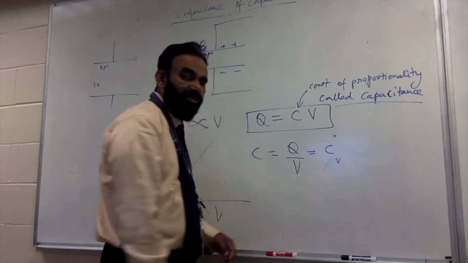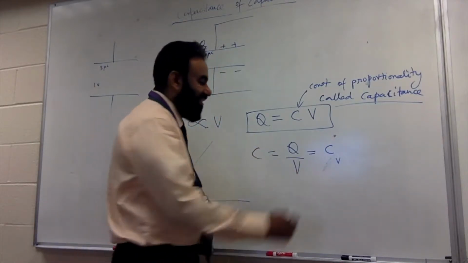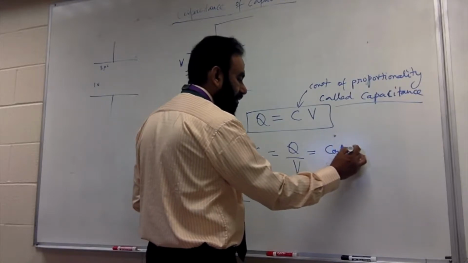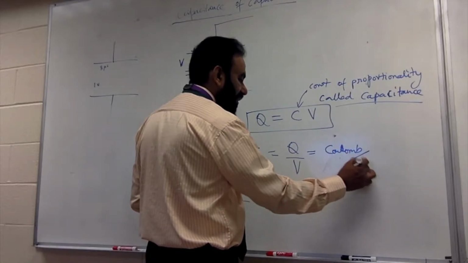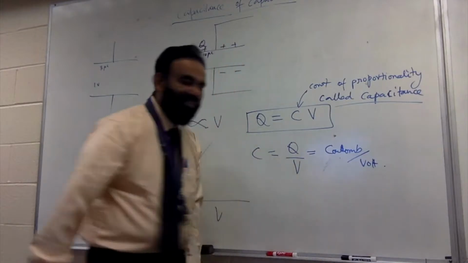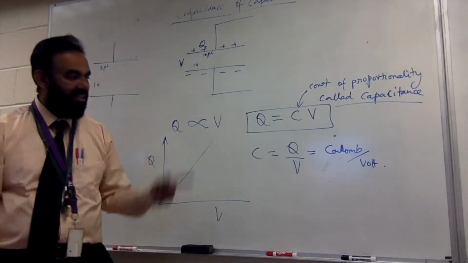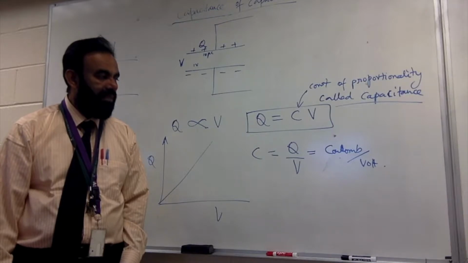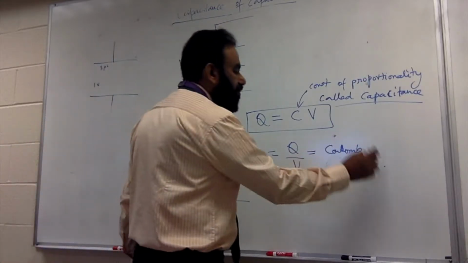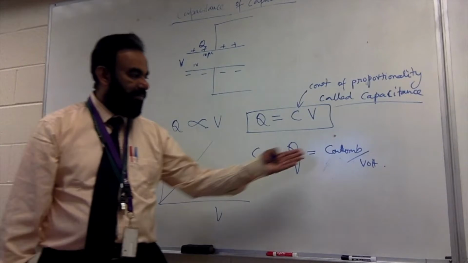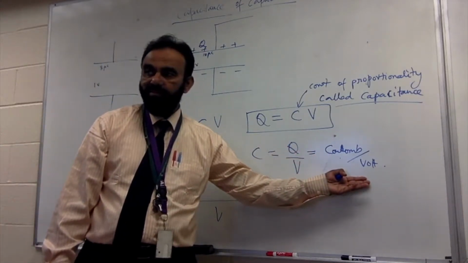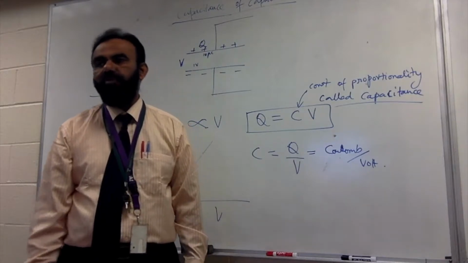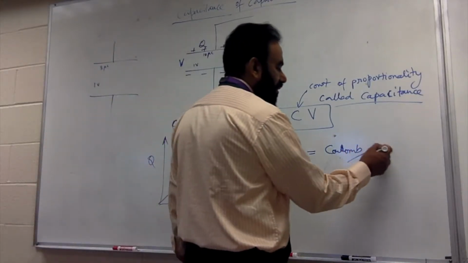There can be a lot of confusion using the same symbol. Coulomb per volt. Let me write it like that. It is coulomb per volt. And instead of writing coulombs per volt, because both of them are derived units, right, instead of writing all this all the time for capacitance, we use one word, farad.